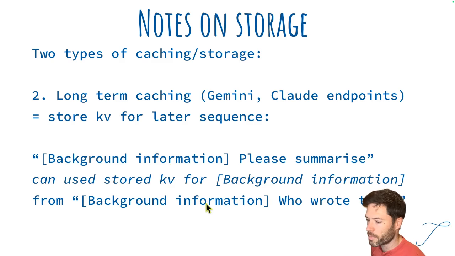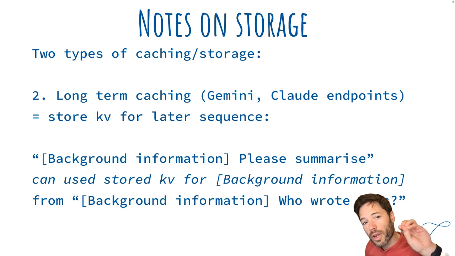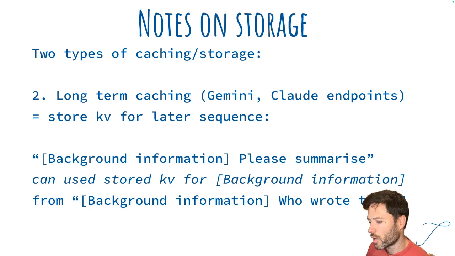So what this means is you have a server and you store the KV cache because somebody makes a request, but actually you keep those Ks and Vs in memory, and you reuse them when the next request comes to the server, and it's going to save you doing recomputations for that background information.